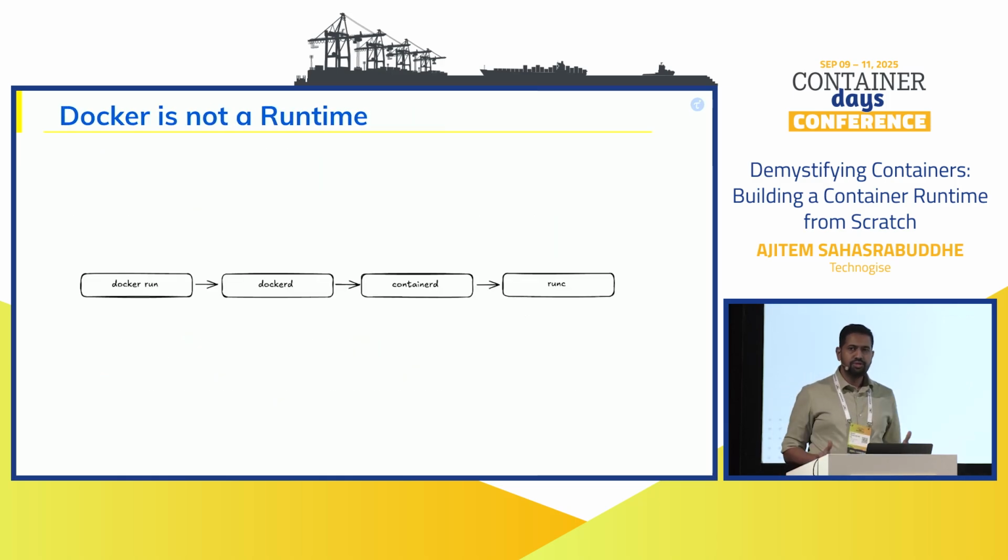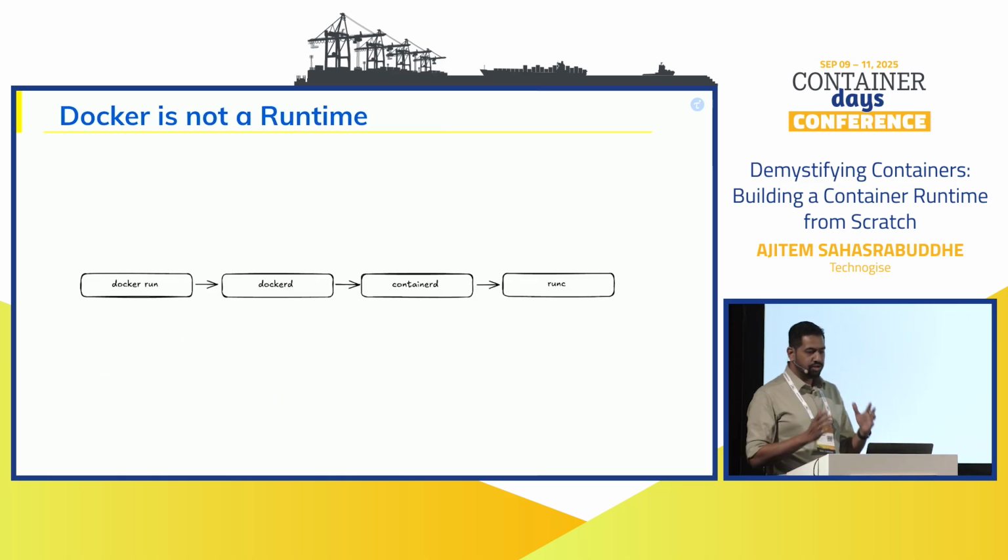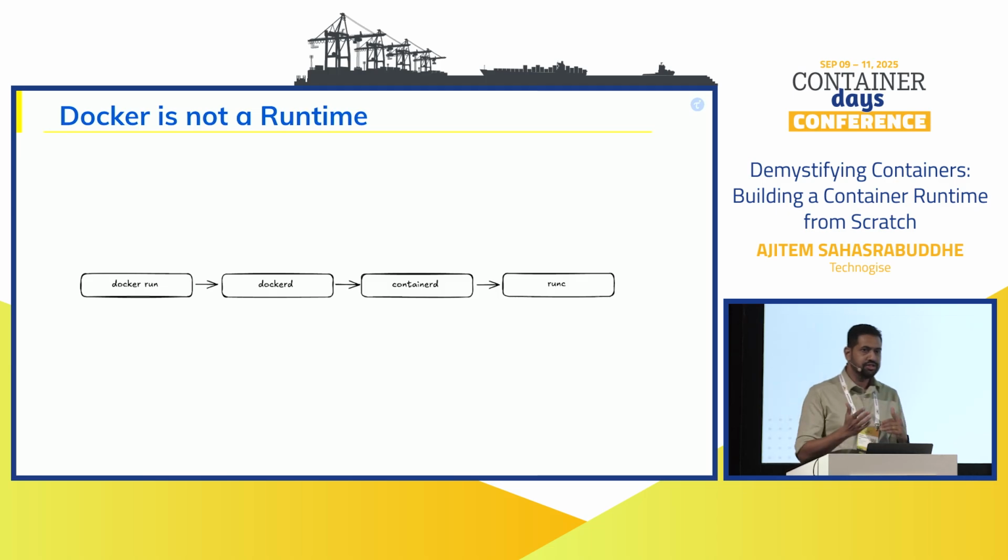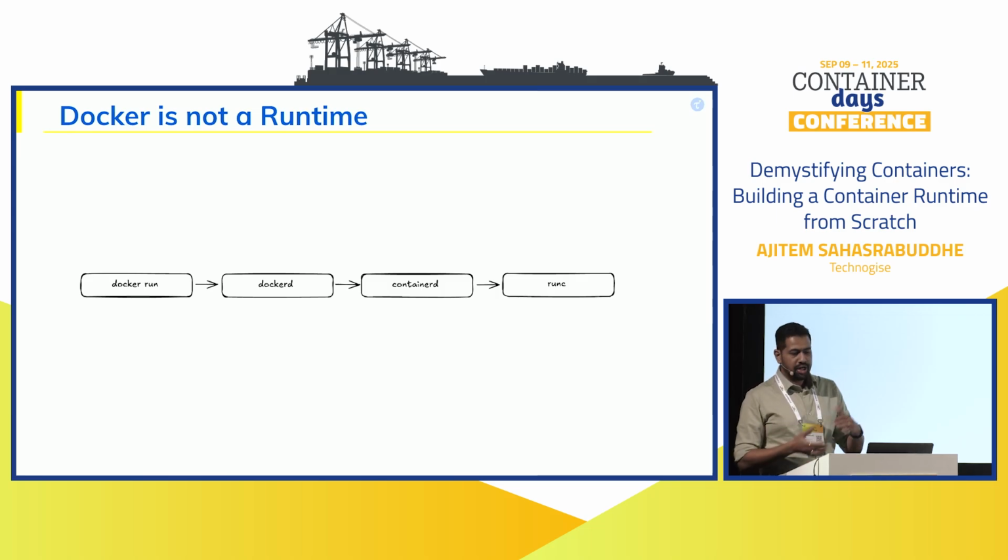So whenever you do a Docker run on your machine, it sends a message to the Docker daemon, and the Docker daemon will then instruct containerd to do that action, and runc will actually spawn up the container and manage the lifecycle for it underneath. So it's quite a complex process of what's happening underneath.